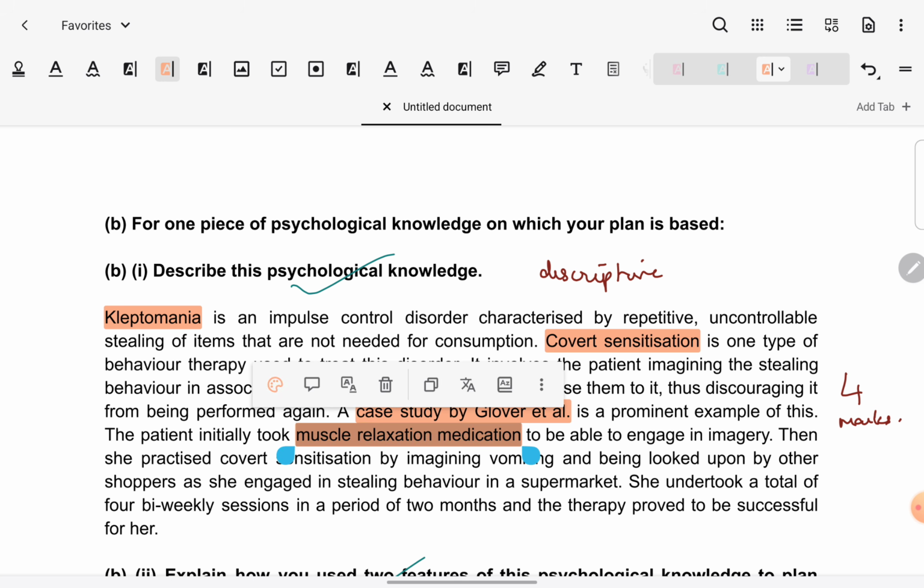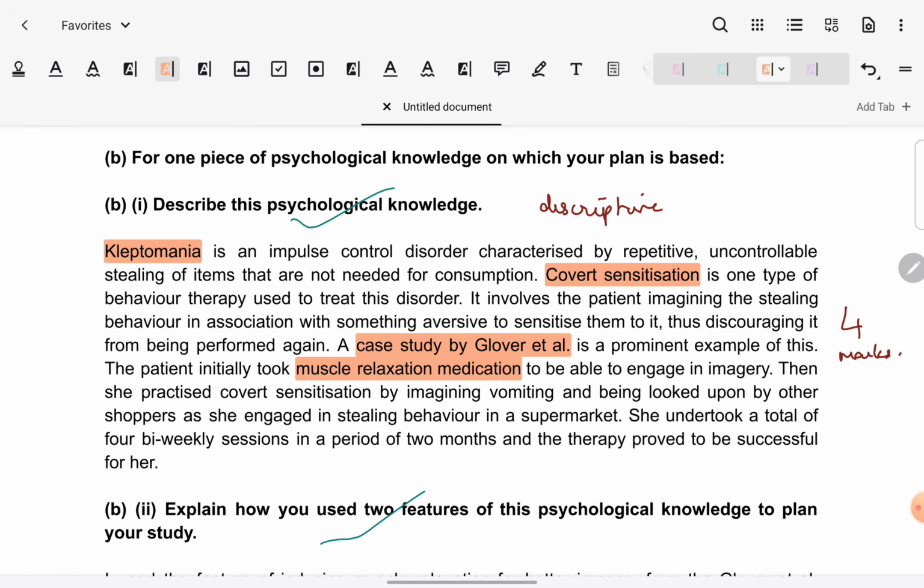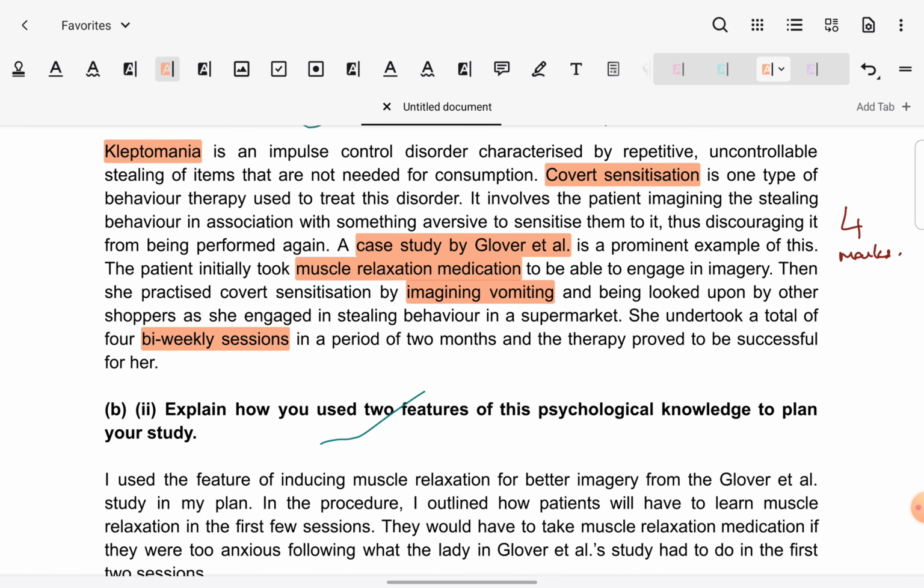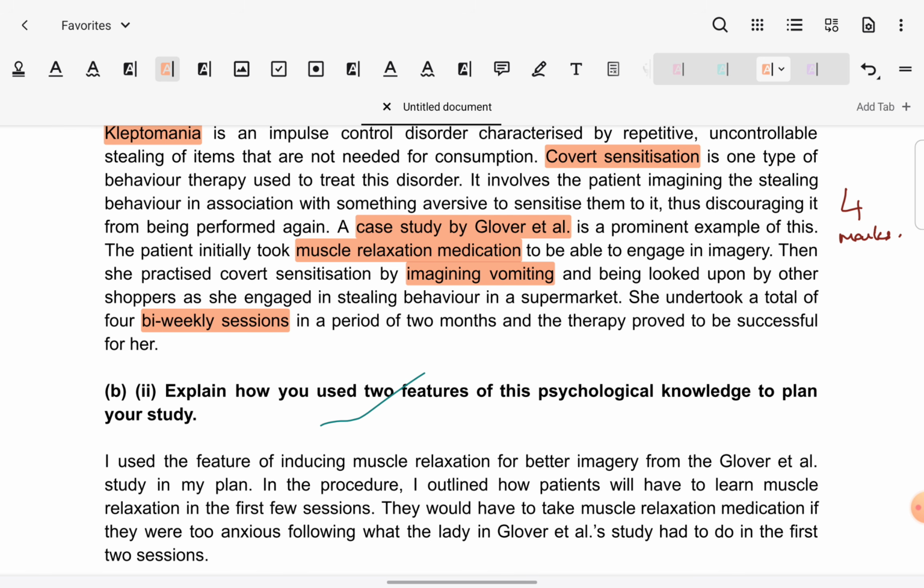So I've spoken about muscle relaxation because I had used it in my plan. Your plan could be a little different. So you write what is relevant to your plan. Same way I have made use of the aversive stimuli. So I mentioned in Glover's study how aversive stimuli were made use of. Also I have mentioned something about sessions, how many sessions they will have to attend. So I have mentioned that the lady had to attend bi-weekly sessions. The 4-marker, though it is descriptive, will be different for different students depending on what plan they have made in the 10-marker. So make sure your 4-marker is relevant to your 10-marker.